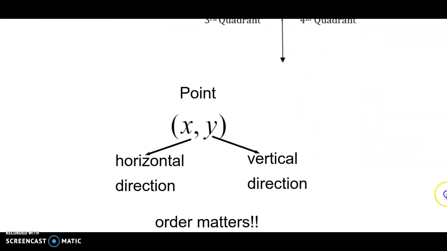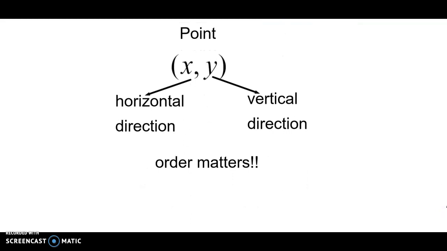When we plot points, there's a specific order that we need to plot our points in so that we all are talking about the same point. So points are labeled, they're put in round brackets. Our first number, our x value, tells us how far we go left or right. It's our horizontal direction. Our second number, our y value, tells us how far to go up or down. That's our vertical direction. And the order here matters. So it's always left or right first, and then up or down.